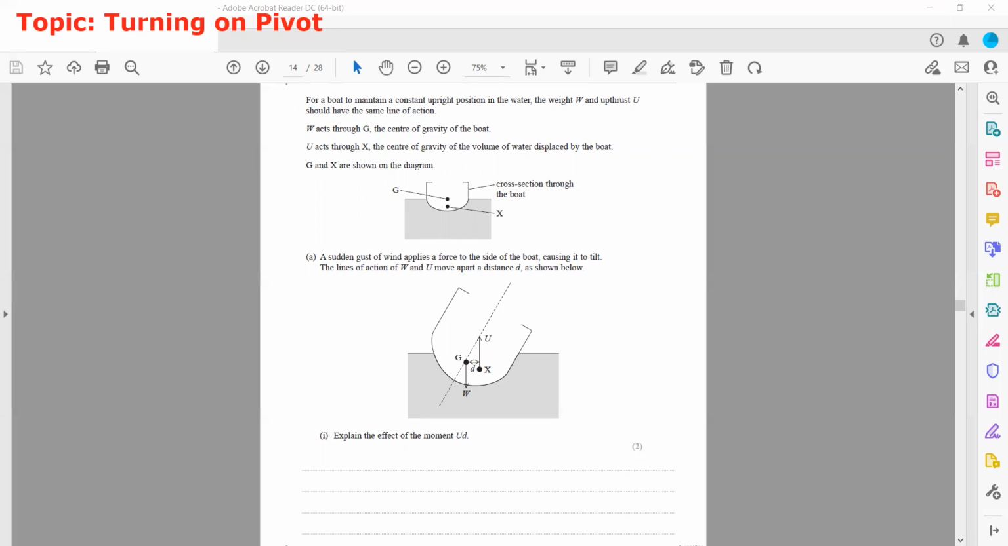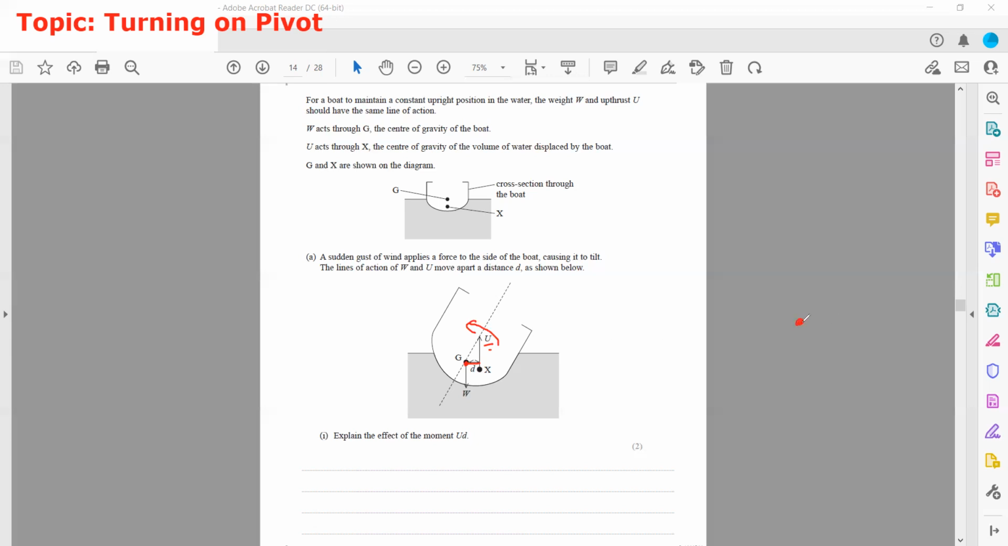So what will be the effect of the moment U and D? As you can see here, this is the point of rotation, the point around which the weight is acting downward. This one is X. So this force U is there and the distance D. Which direction will it cause a moment or a turning effect? This is a force acting at a distance D. If G is the point of rotation around which the object rotates, what will be the effect of this force? It will cause an anti-clockwise movement.